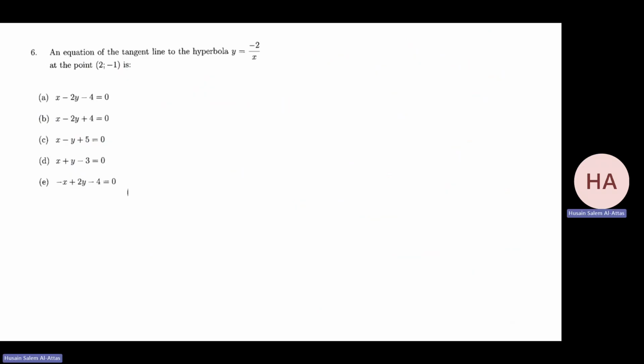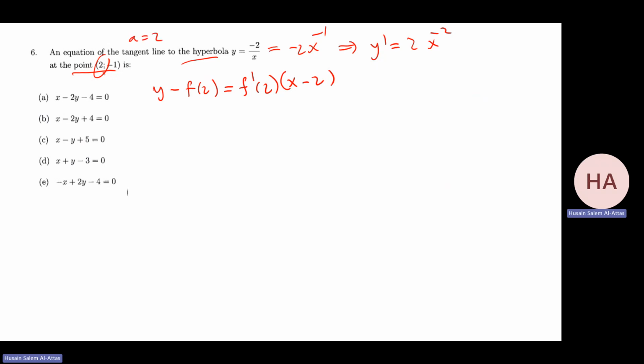An equation of the tangent line to this hyperbola at this point. Here I can use the definition and the formulas. I know that y prime will be 2x minus 2. But let me do it also the long way. I need the equation of the tangent line. It means y minus f of 2 equals f prime at 2 times x minus 2. So a is 2. F at 2 is what? This is minus 1 from here.